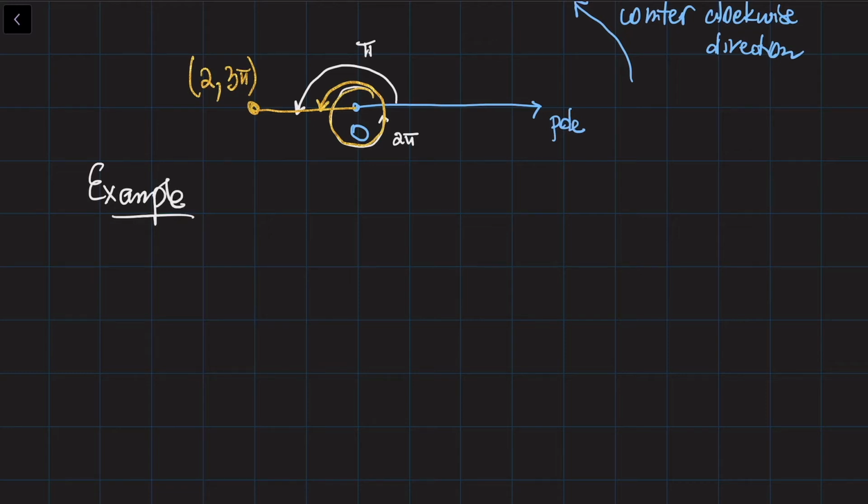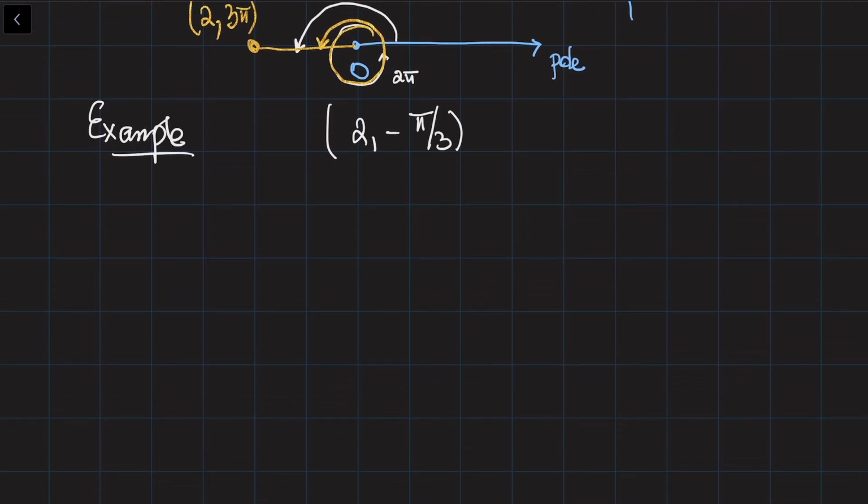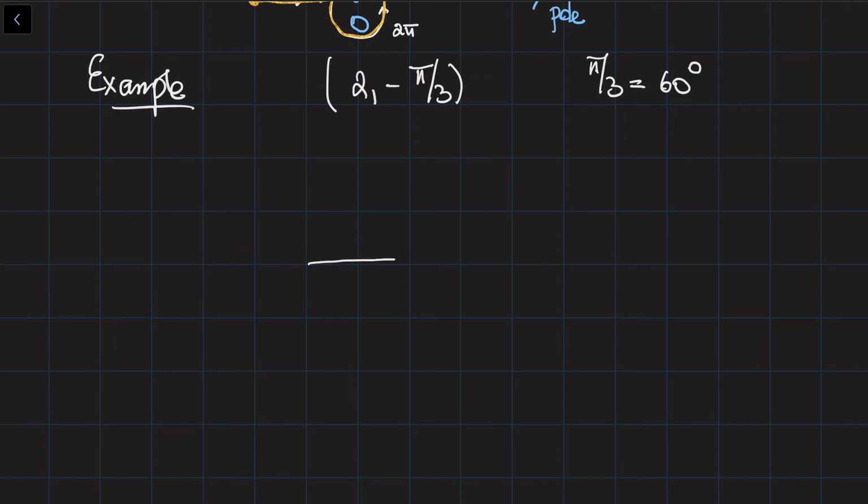So now let's say we are given the point with the negative value. So it might be, for example, 2 and minus pi over 3. So pi over 3, by the way, it's like 60 degrees, right? So pi over 3 is equivalent to the 60 degrees. So what I have to do is, I need to draw a pole again and the origin.